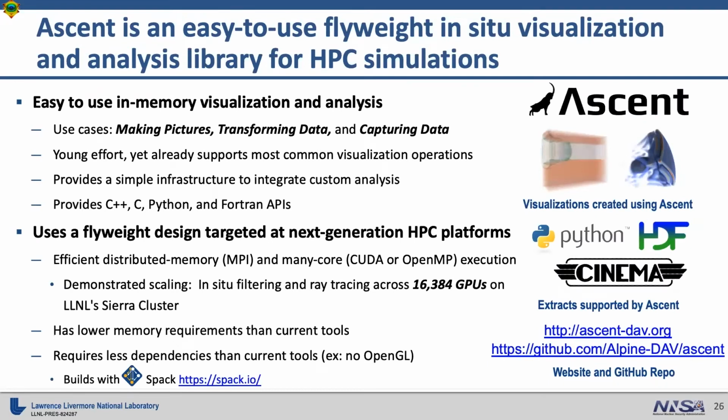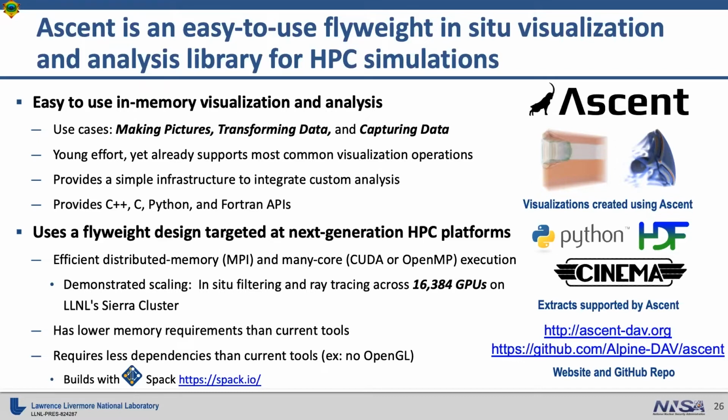Ascent, which you've heard a little bit about, is a new in situ visualization and analysis library that we're investing in. We really focused on making a smaller tool and focused on a couple of different use cases: getting the pictures that you want made, transforming your data, so things like isosurface, and then finally getting data out of Ascent, whether to launch it into a different ecosystem like Python, or writing files. We're going to show you some examples of Ascent later in the Jupyter section.